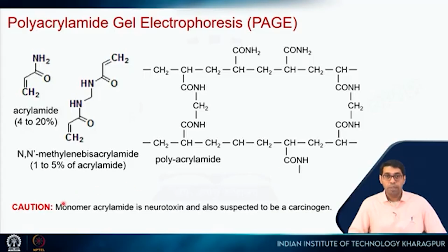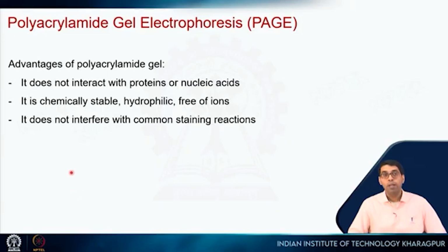Now you should remember that monomer acrylamide, the monomeric form, is neurotoxic, right? And it can also be a carcinogen. So we have to be very careful when handling these molecules. Once it forms a polymer, it is fine, but the monomeric form is toxic, right?